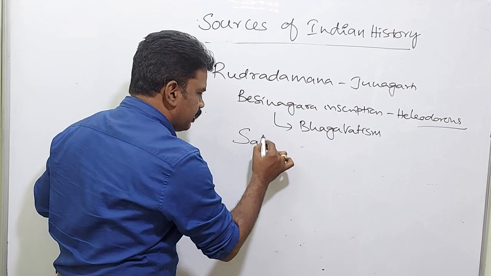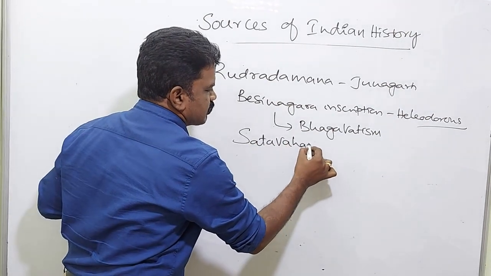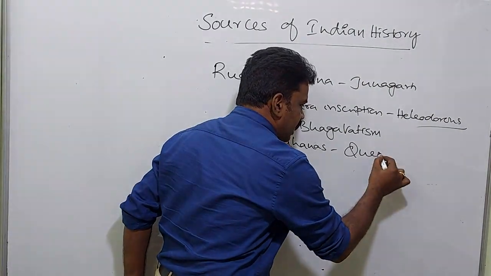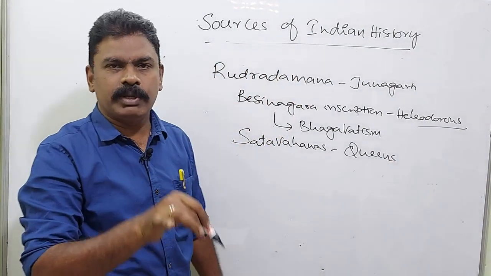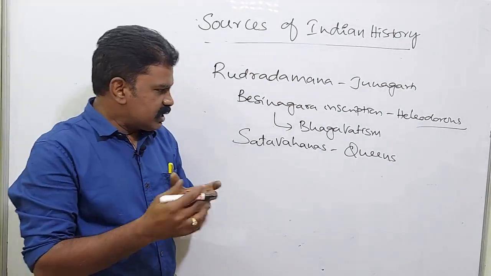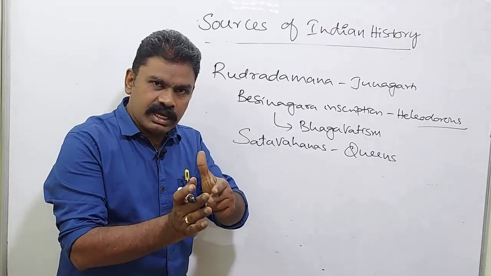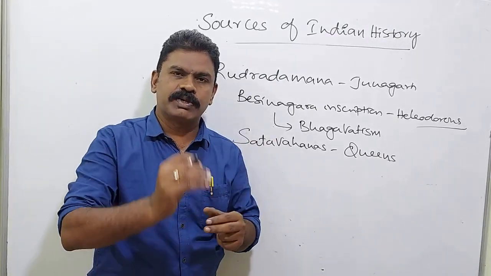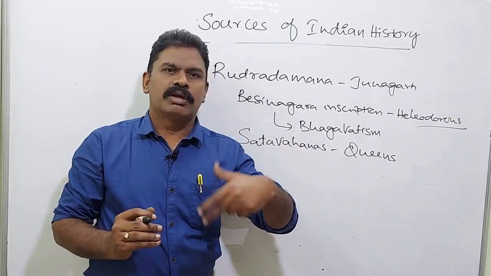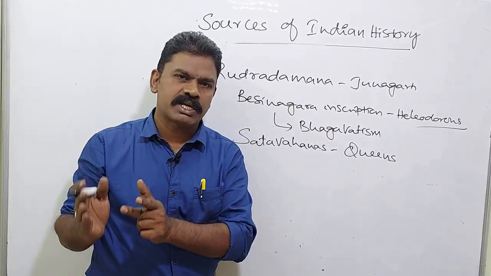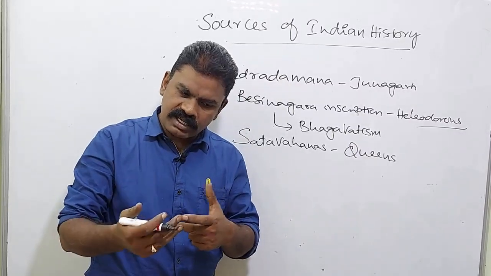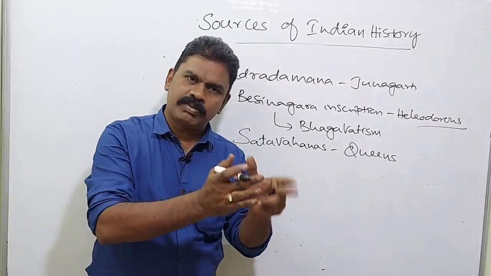Next, the Satavahana period. In the Satavahana period, queens issued inscriptions. Naganika issued the Nanaghat inscription, which speaks about Satakarni I. Gautami Balasri issued the Nasik inscription, which speaks about the achievements and victories of Gautamiputra Satakarni. We can know all these things, and they are useful for the reconstruction of Indian history.